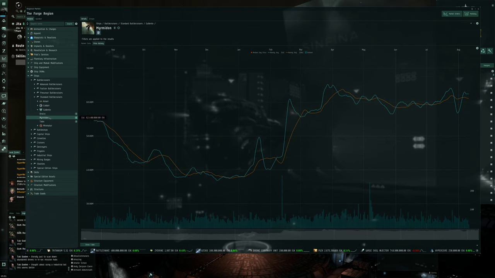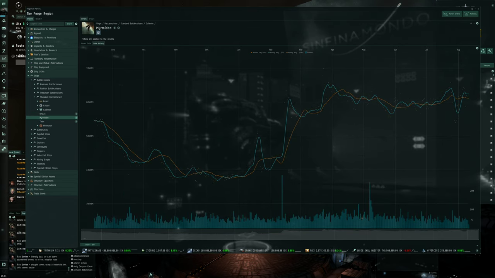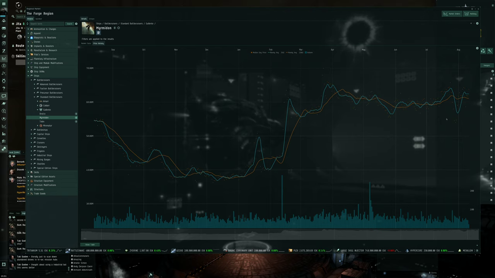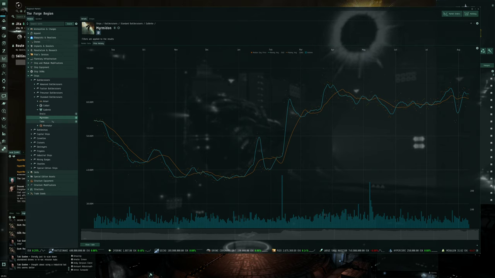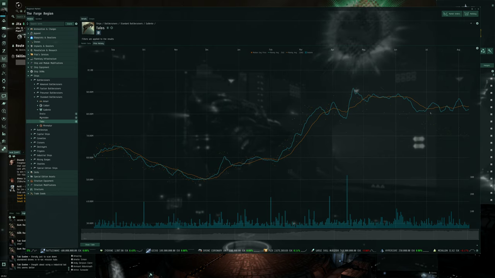After that, we've got the Myrmidon. Same pattern, and not even a volume spike during the announcement, so this is just a bit of some dumping that's probably happened here, just general market activity that makes them relatively expensive on this 1 year chart.